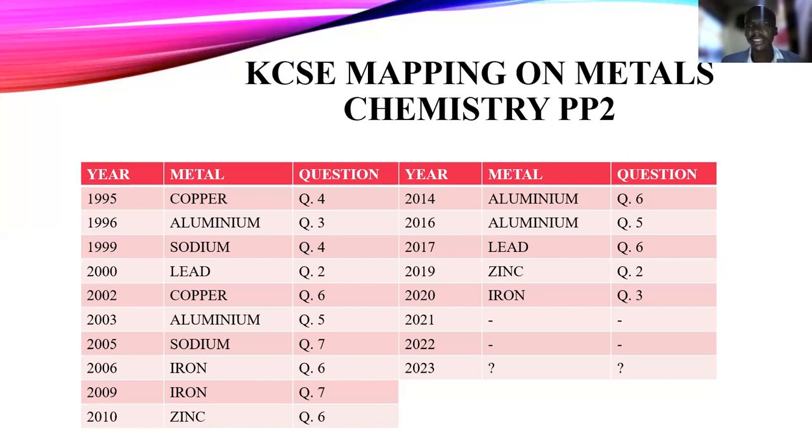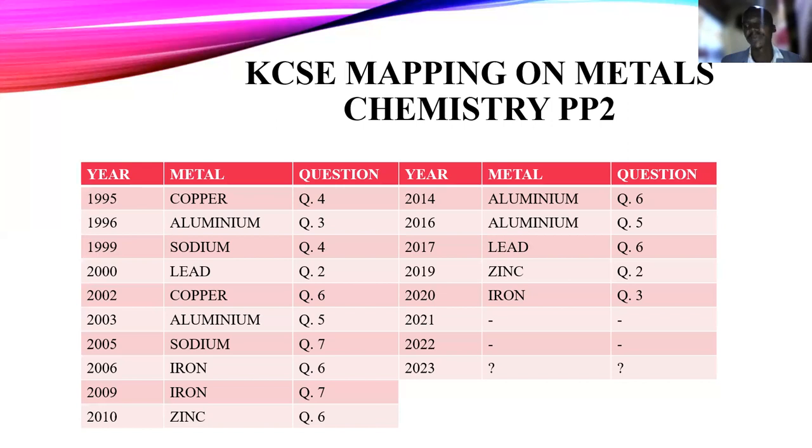In 2016, aluminium was retested for the 4th time, question 5. In 2017, lead was retested in question 6. In 2019, zinc was retested in question 2. Then in 2020, iron was tested for the 3rd time. In 2021, there was no metal tested. In 2022, there was no metal tested.